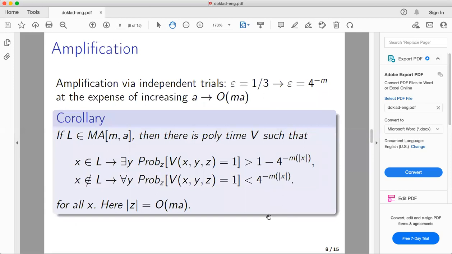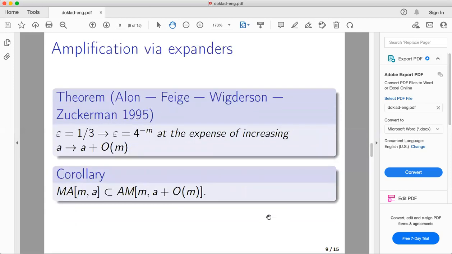Actually, one can do much better using amplification via expanders. Alon, Feige, Wigderson, and Zuckerman showed that one can decrease the probability of error from constant to exponentially small at the expense of increasing the amount of randomness from A to A plus order m, and not A times order m. And this is done using expanders.